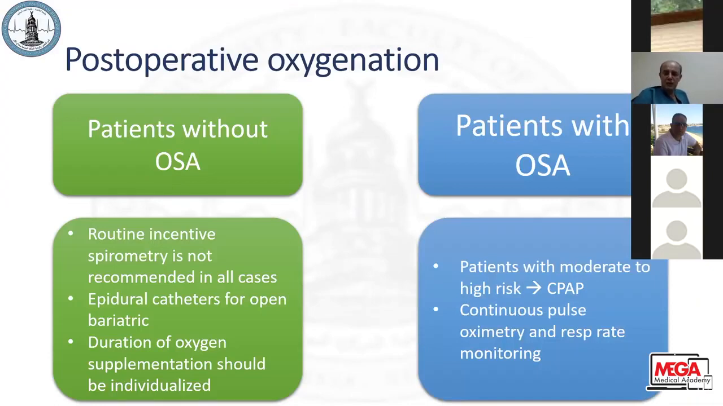These patients with moderate to high risk of obstructive sleep apnea are indicated to have a CPAP mask or BiPAP mask according to their condition. Also, continuous pulse oximetry and respiratory rate are very important in these patients.